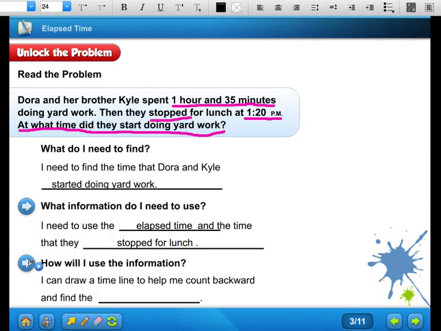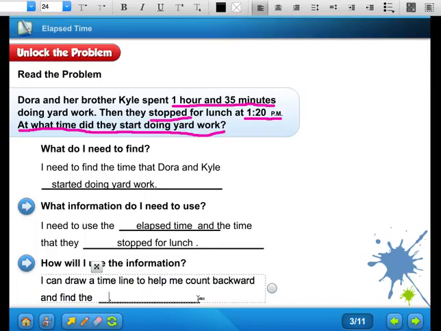All right, next. How can I draw the line to help me count backwards to find the, what am I looking for? What am I trying to figure out with this problem? Go back to the question and look at what we underlined. What am I trying to find out? What is the question asking me? You think about that. If you need more time, you can pause the video to answer the questions.